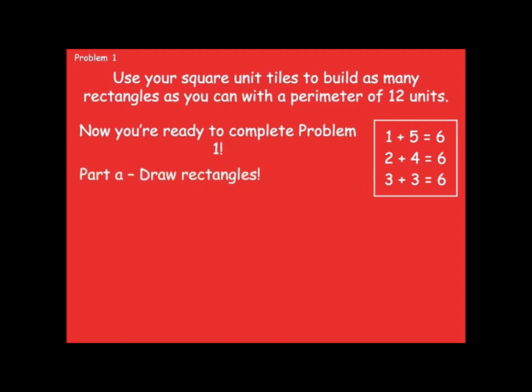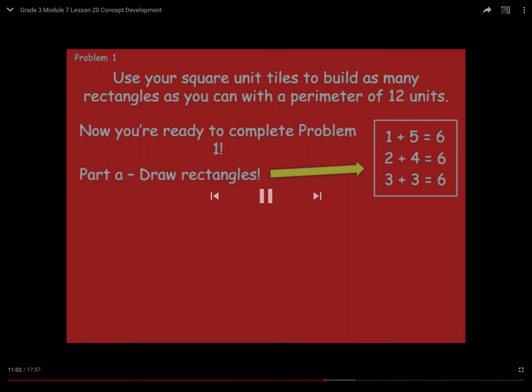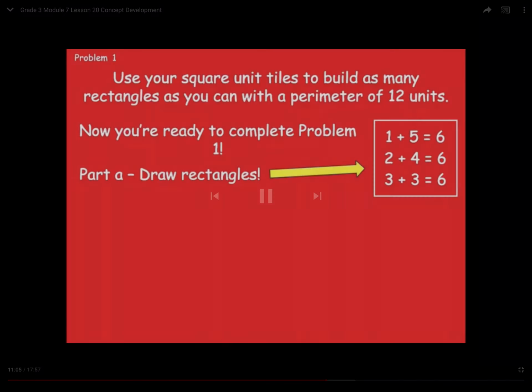So, for part A, it's draw the rectangles. So, here's the rectangles that you're going to draw. You're drawing a 1 by 5, a 2 by 4, and a 3 by 3. Because it wants you to draw the different possible combinations that have a perimeter of 12 units. Now remember, we figured out those combinations because we divided the perimeter in half and then found the combinations of numbers that add up to make that number that was in half. So 12 divided by 2 is 6. So we found all of the combinations that we could add together to make 6 for the side lengths.